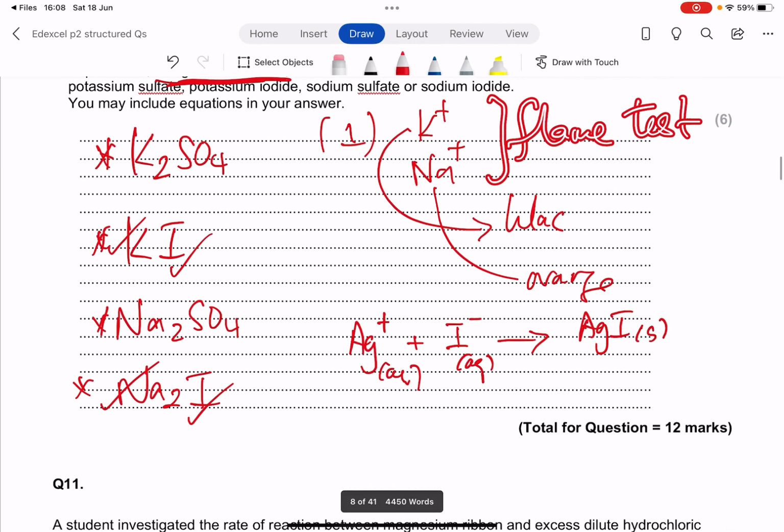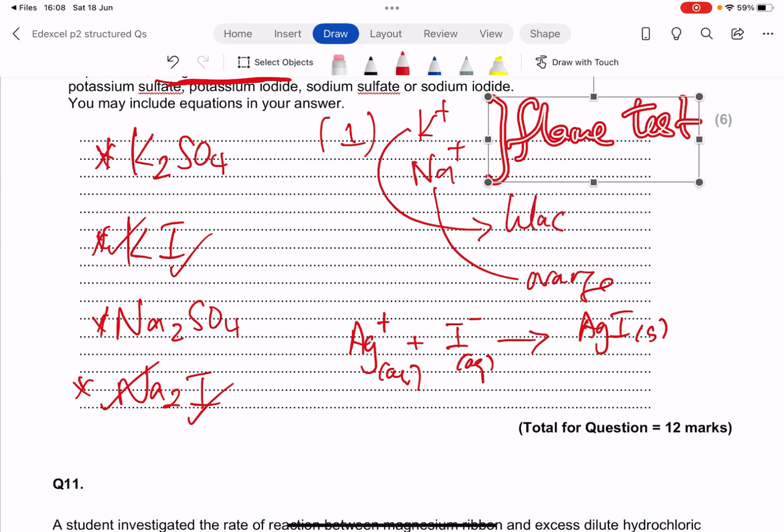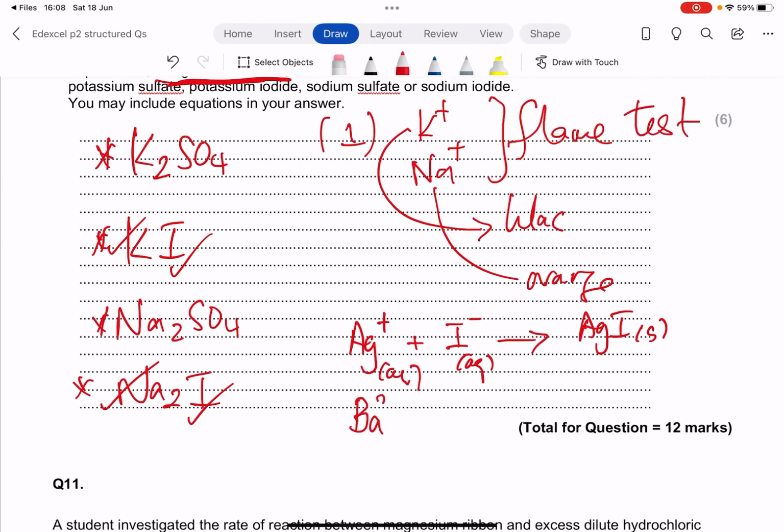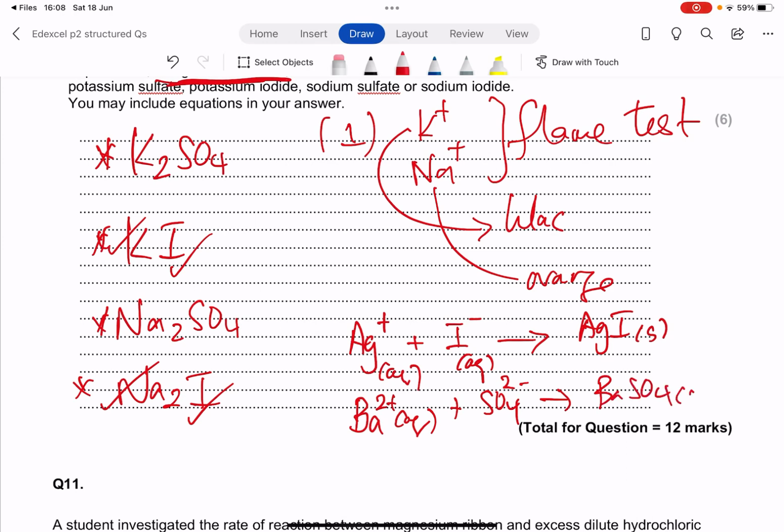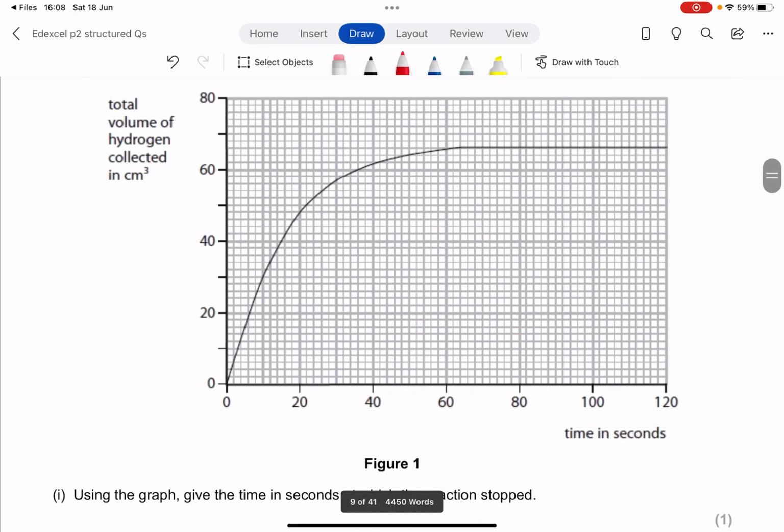And to test for sulfate, we add a solution of barium ions like barium chloride, and you will get a white precipitate of barium sulfate. You give your equations, you give your observations, nice, easy, 6 marks. Right, moving on then.